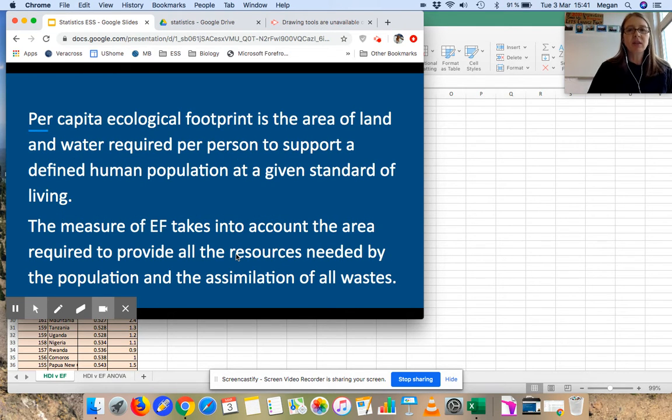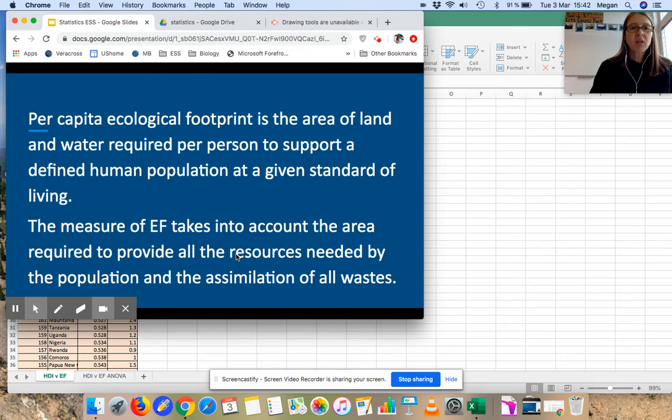And we know that ecological footprint is the land and water required per person to sustainably support a defined human population at a given standard of living. And so that's going to look at how many hectares of land is necessary per person, because it's per capita in this example. How many hectares of land does it take to provide all the resources they need? And how many hectares of land do they need to be able to assimilate all the waste? So that combined is going to be the footprint per person. So the waste might be carbon dioxide or pollution or whatever.